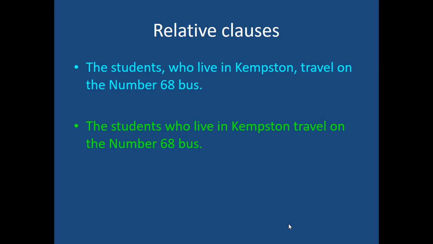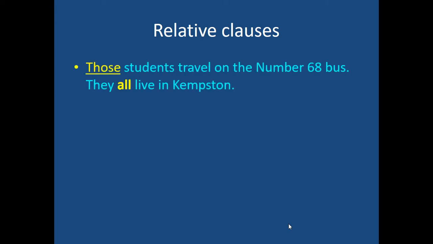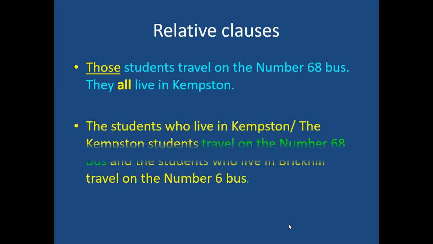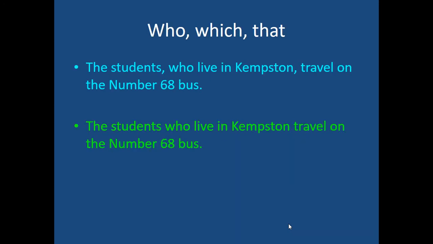Notice the commas. The students who live in Kempston travel on the number 68 bus, in green, could be followed by, but the students who live in Brick Hill travel on the number 6 bus. Okay, so the first one meant those students travel on the number 68 bus and they all live in Kempston. The second one, the students who live in Kempston, or the Kempston students, travel on the number 68 bus, and the students who live in Brick Hill travel on the number 6 bus. So the second one with no commas was defining which group of students we're talking about. First one was telling us some extra information about all of the students.